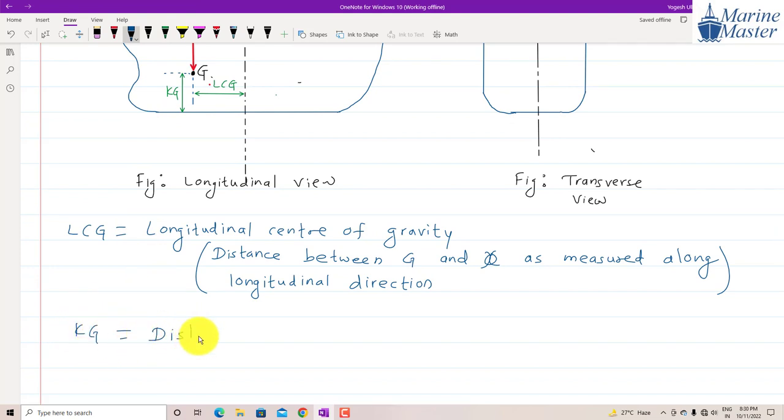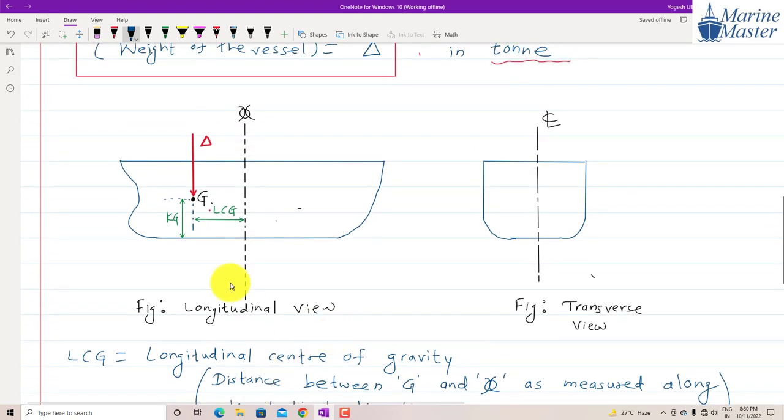KG means the vertical distance between G and keel. G means center of gravity. So that is what is meant by KG. So we have shown KG here, guys.